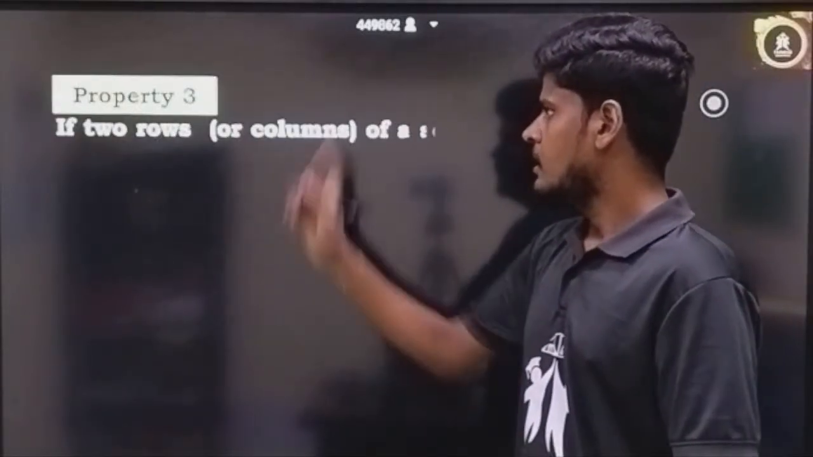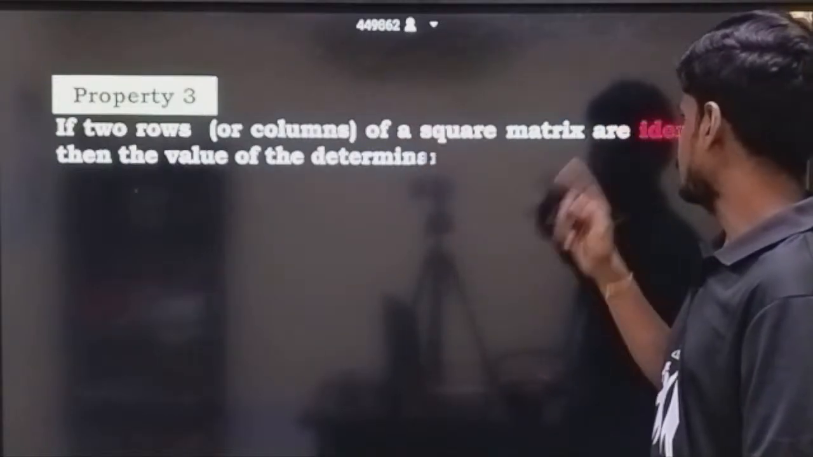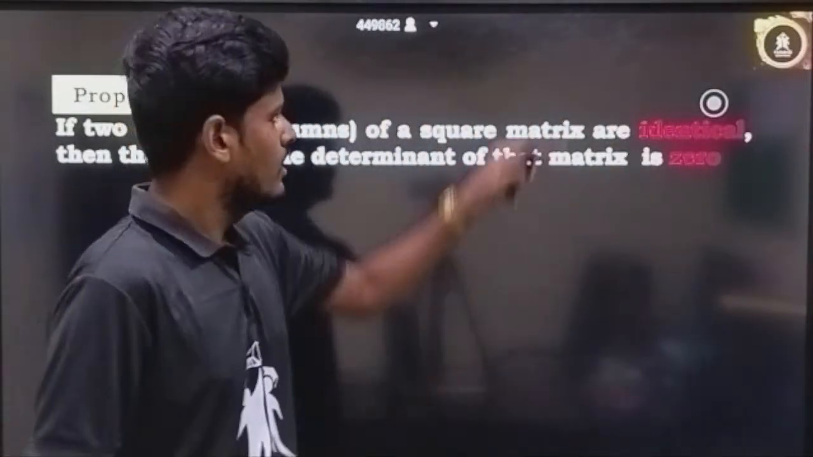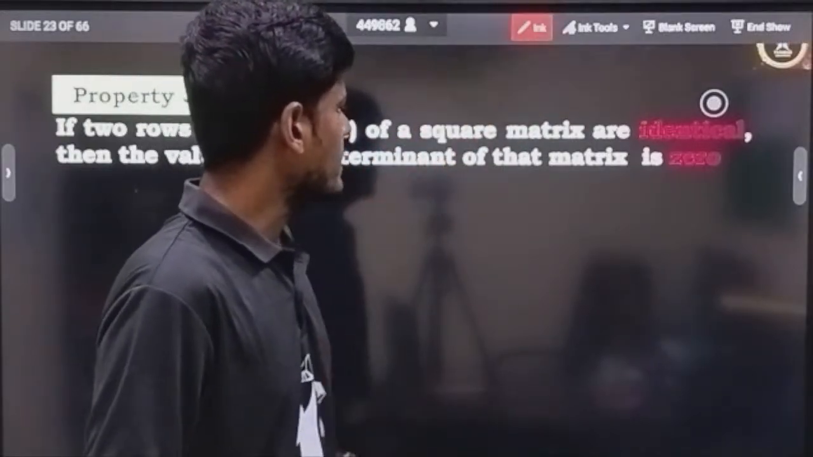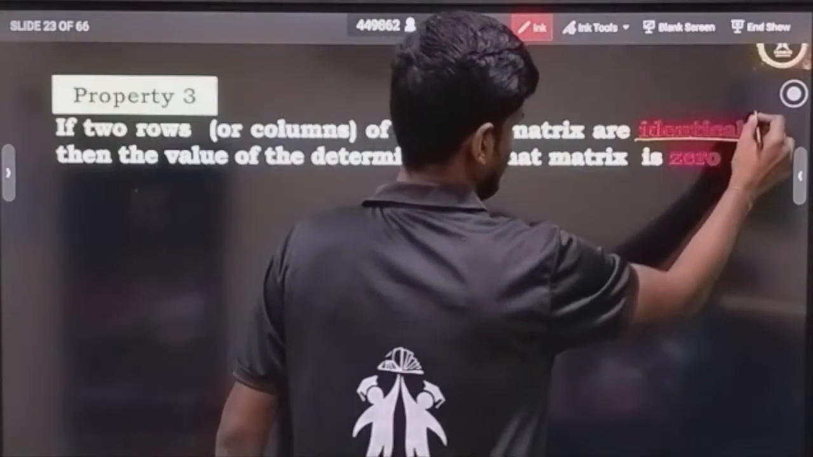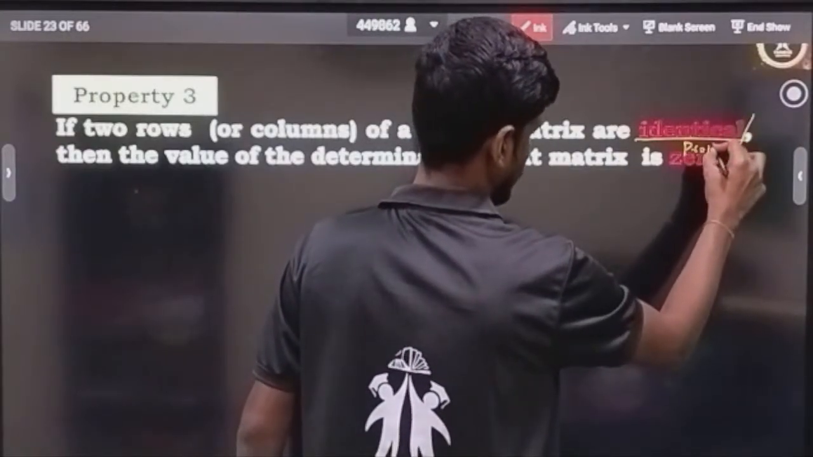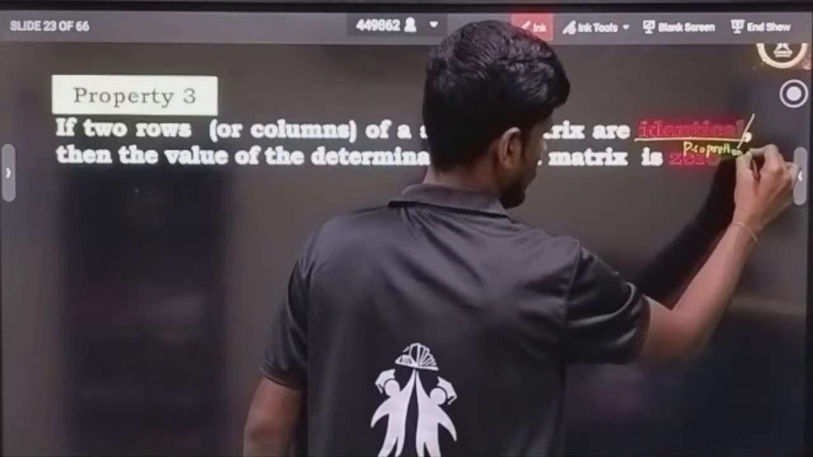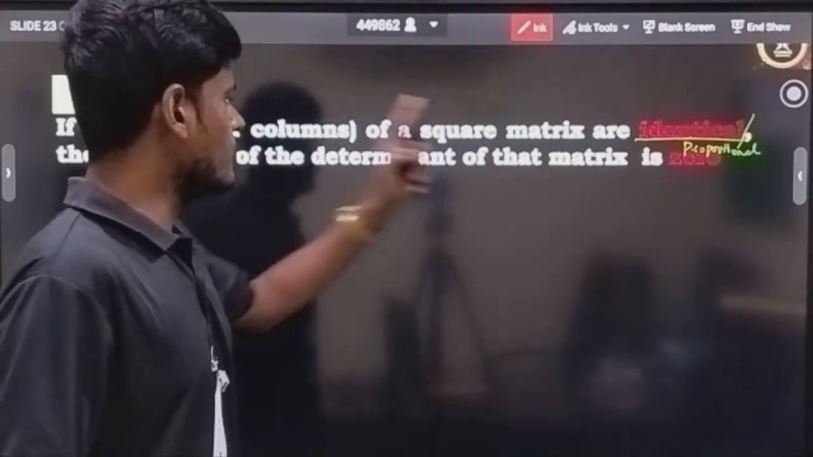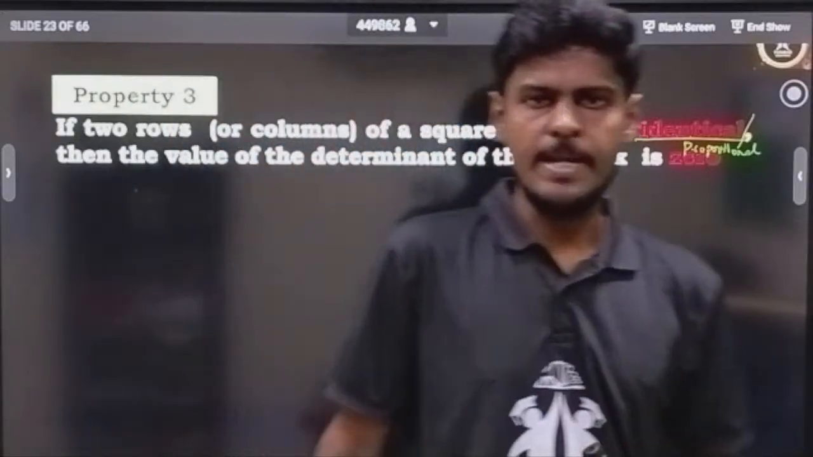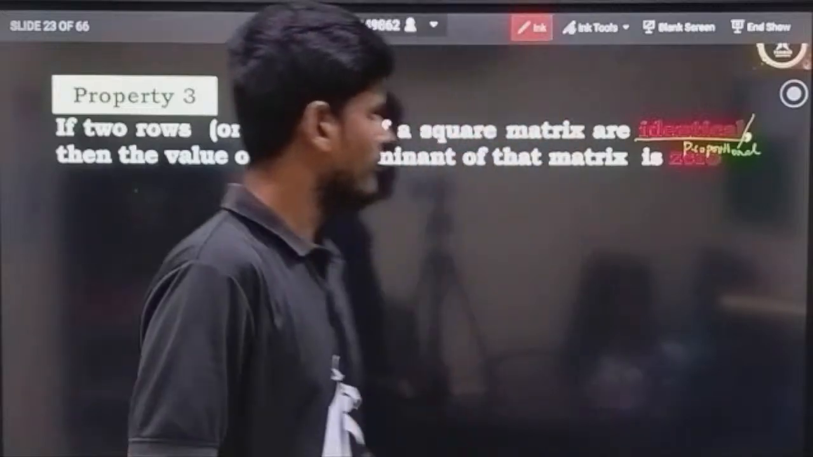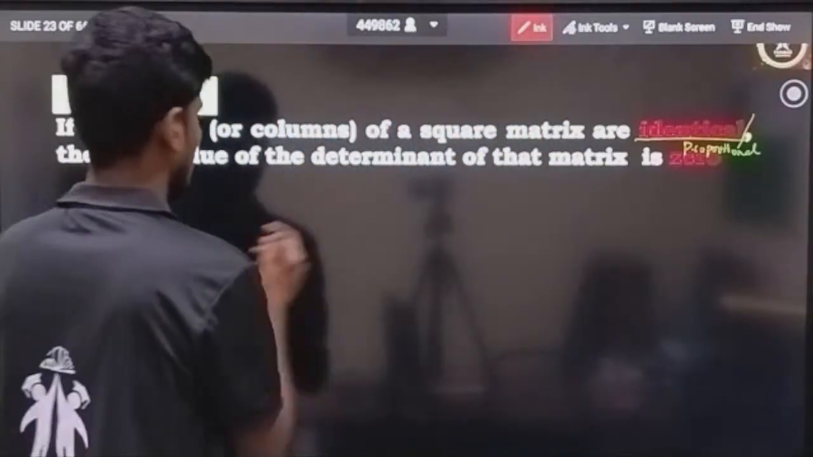The next property is, if any two rows or columns of a square matrix are identical, then the value of the determinant is 0. Now we can add one more statement here: any two rows or columns are identical or proportional. For both these cases, the answer will be the same. When any two rows or columns of a determinant of a matrix are identical, then the value of the determinant becomes 0. For example, what does this mean?